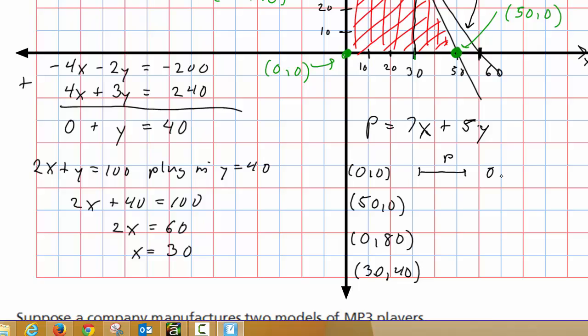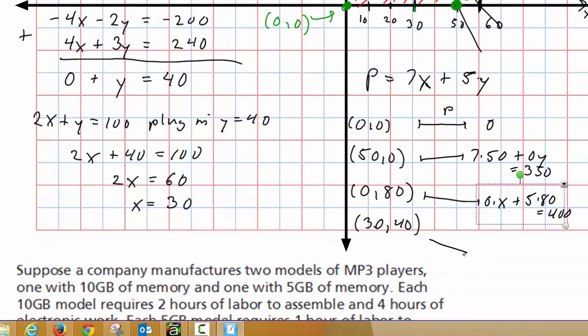So just plugging these into P, we get 0, right? If you plug in 7 times 0 plus 5 times 0 is 0. Here we would get 7 times 50 plus 0 times y. And so that would be 350. Doing it for 0, comma 80, we would get 0 times x plus 5 times 80. That's 400. It's a little bit bigger. And then finally for 30, comma 40, we would get 7 times 30 plus 5 times 40. So this would be 210 plus 200 for 410.